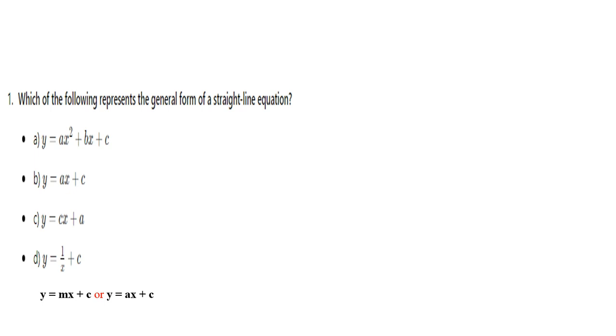Though we had y equals mx plus c, y equals ax plus c is still correct. So the a there will take the place of the slope of the graph, then c is the intercept, and y is the vertical axis.